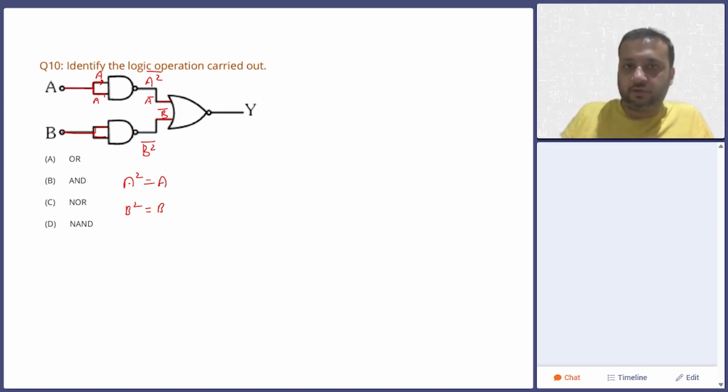Now which gate is this? This is NOR gate. So clearly we can say that Y will be equals to A bar plus B bar and then whole bar. Basically NOR gate adds the input and then it takes the complement.